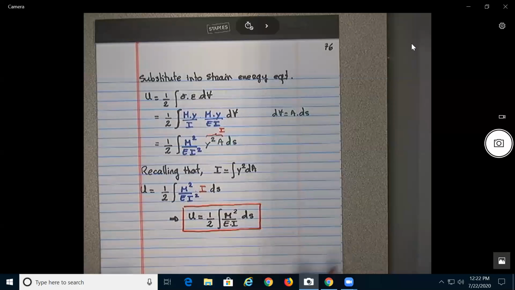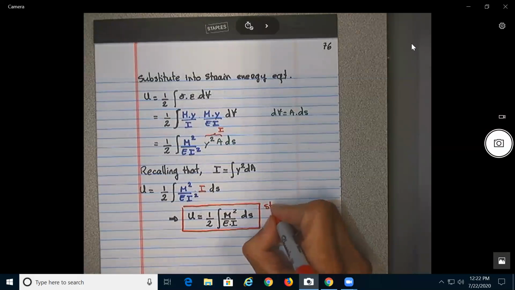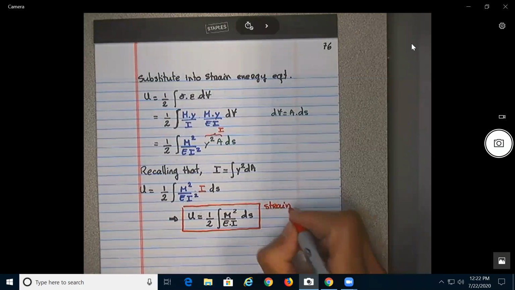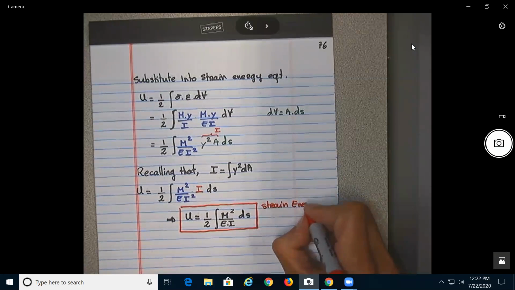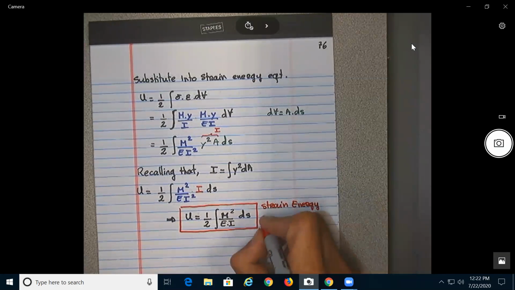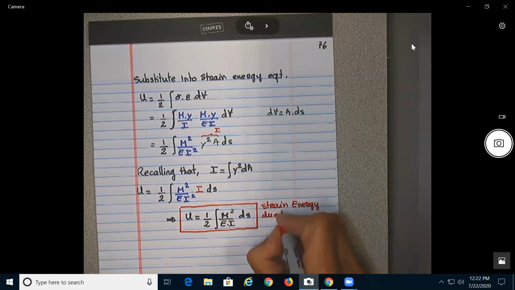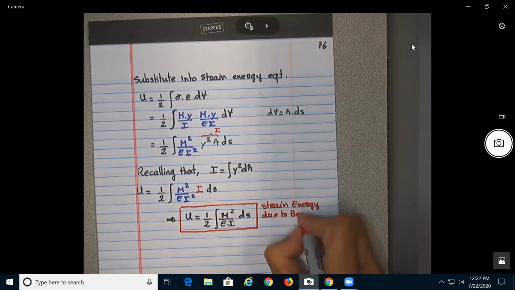And this will be the expression for the strain energy due to what type of loading? Bending.